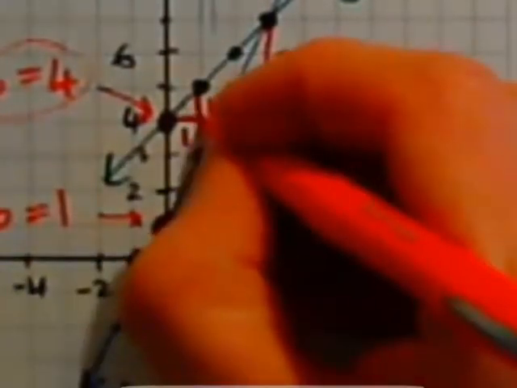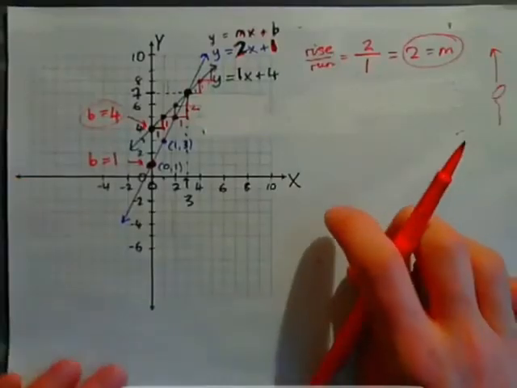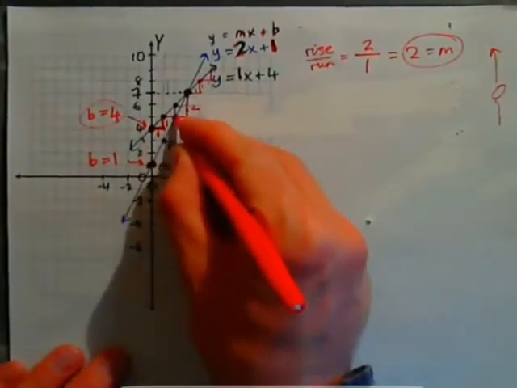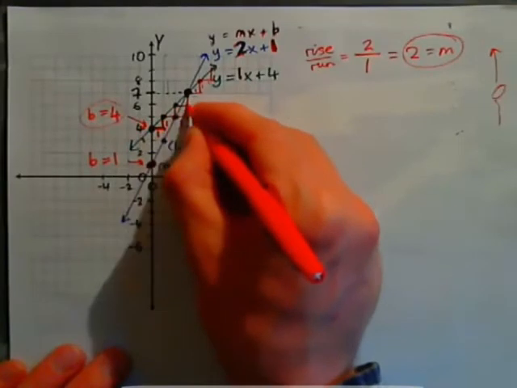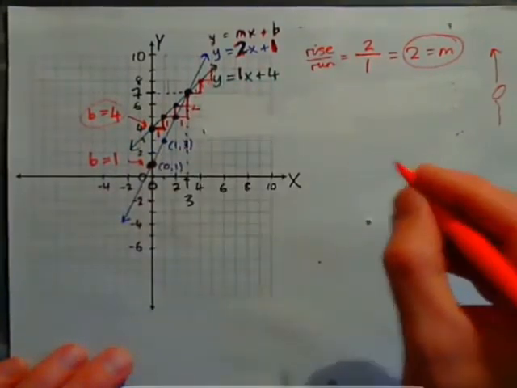See that? Run one, rise one. Again, run one, rise one. So I'm going across one and up one, across one, up one. So my run is one, my rise is one. And 1 over 1, we should know, gives 1. So our slope is 1. We are seeing that our run is 1, our rise is 1, and so on. And that gives us our points on the green line.